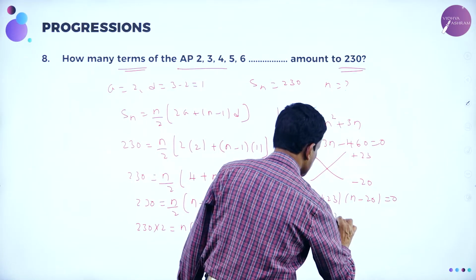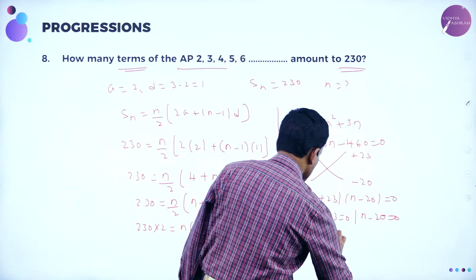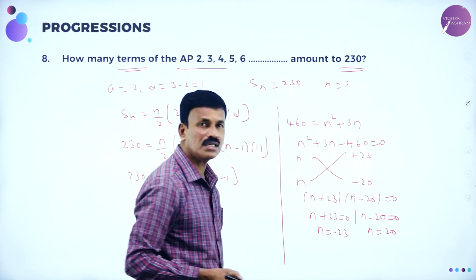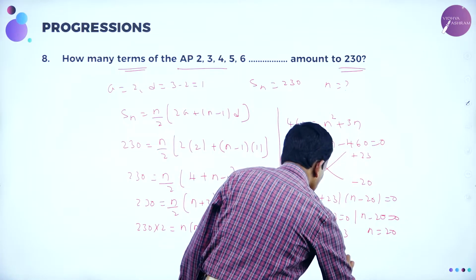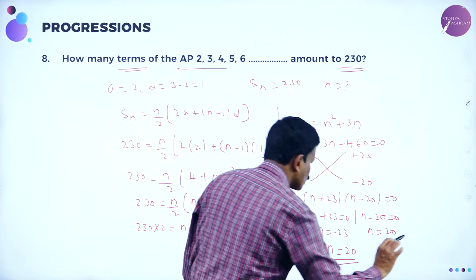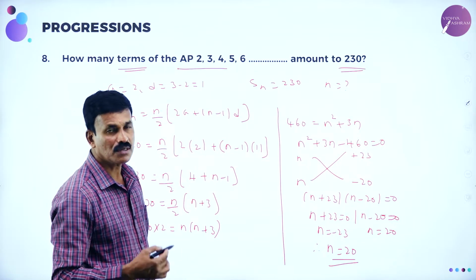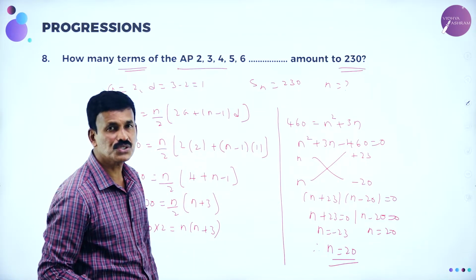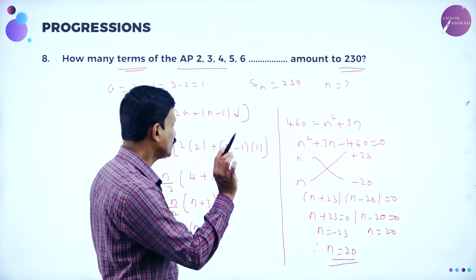n plus 23 is equal to 0 or n minus 20 is equal to 0, so n is equal to minus 23 or n is equal to 20. We cannot take the negative value, therefore n is equal to 20 is the required answer. So the number of terms is 20. The 20th term will form the amount as 230. That's it.